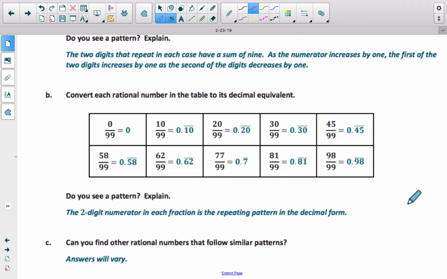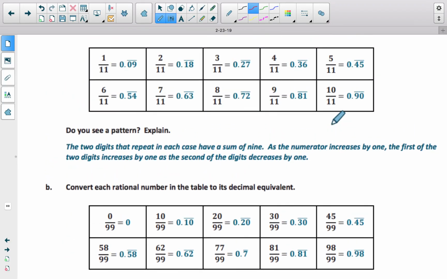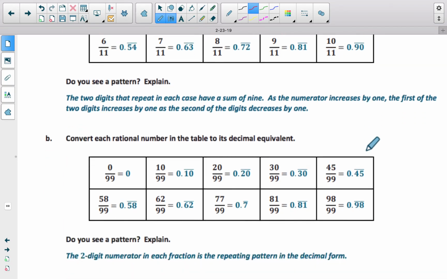Now, for B, with a denominator of 99, the two-digit numerators in each of the fractions is the repeating pattern. So, for instance, here, the 10 over 99, the 10 is what's repeating. The 77 over 99, the 77 repeats. So, really, the 7's just repeating. But whatever that numerator is over top of 99, that seems to be what is repeating. So A and B have you really looking at some pretty cool patterns with 11 and 99.